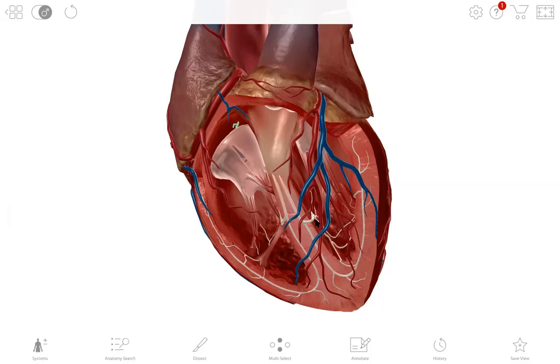The serous layer itself, which we call the serous pericardium, is divided into 2 layers. So the pericardium has 2 parts, one fibrous and one serous, and then the serous itself is divided into 2 layers: an outer parietal serous pericardium and an inner visceral serous pericardium.